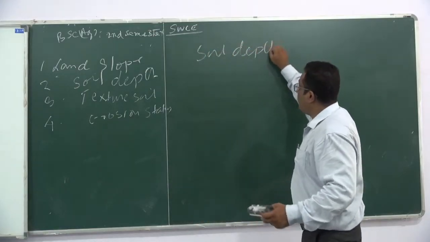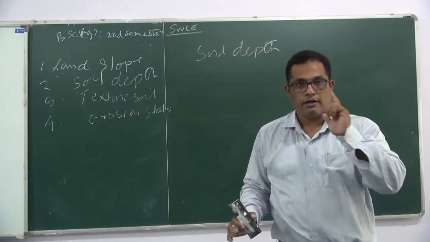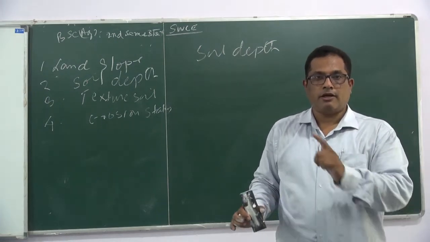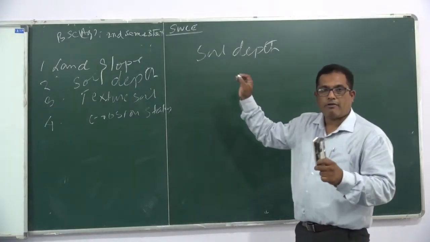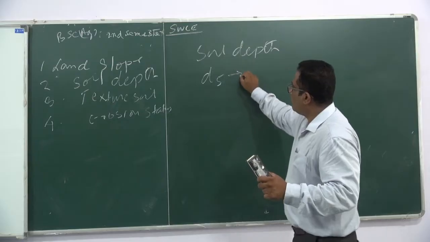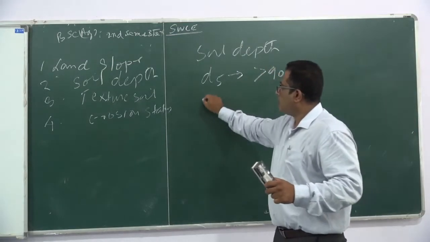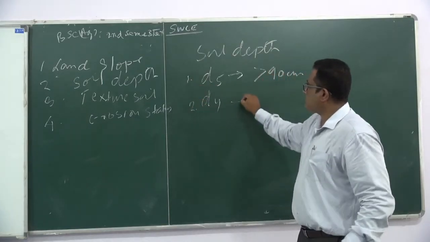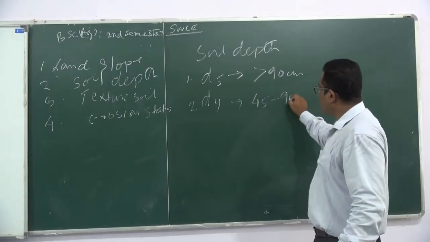Soil depth, and again we have classified it, grouped it in 5 categories. Above 90 centimeter of depth we have denoted it by D5. D4 is soil depth ranging from 45 to 90 centimeter.